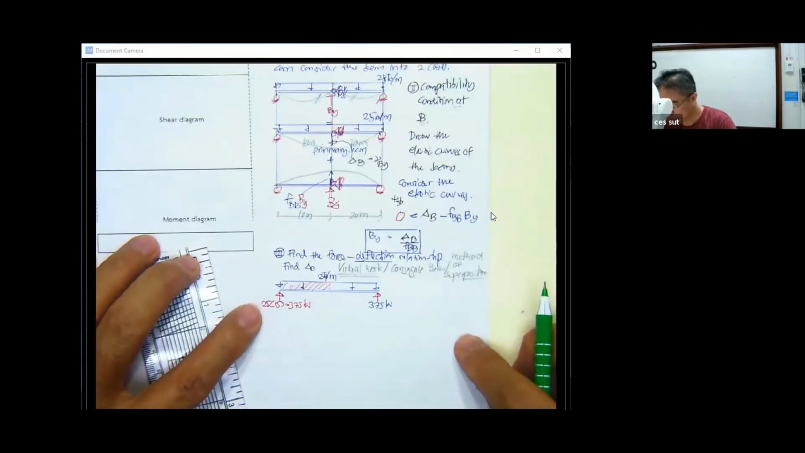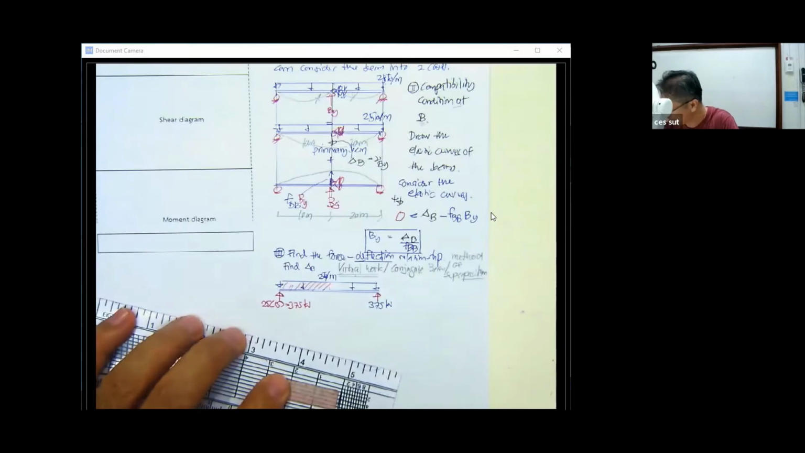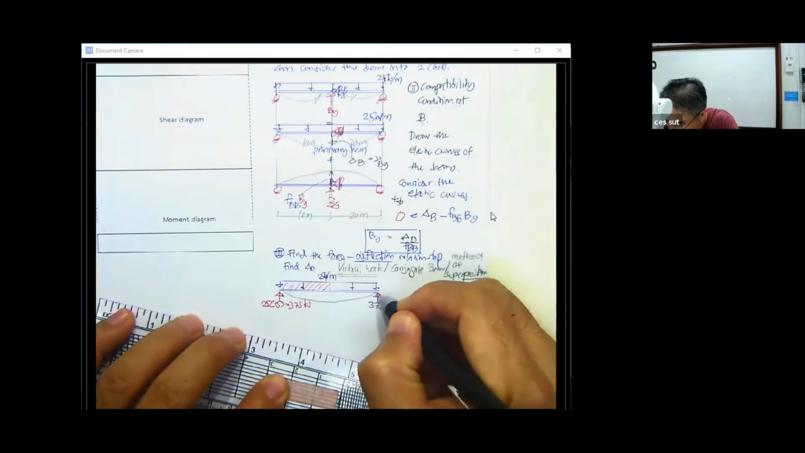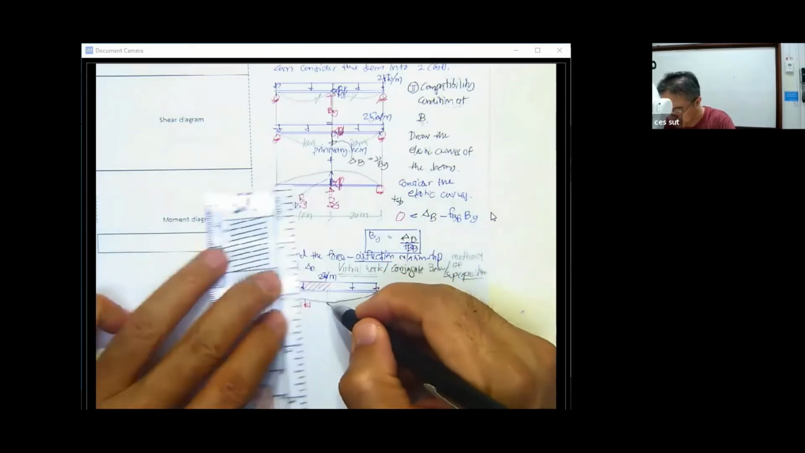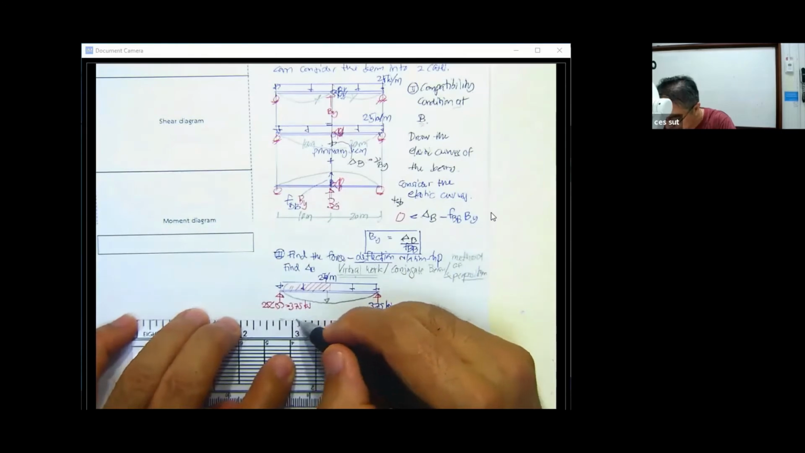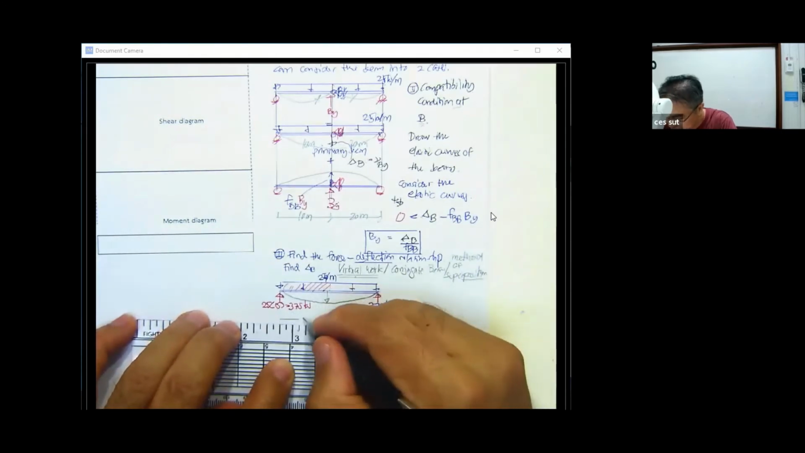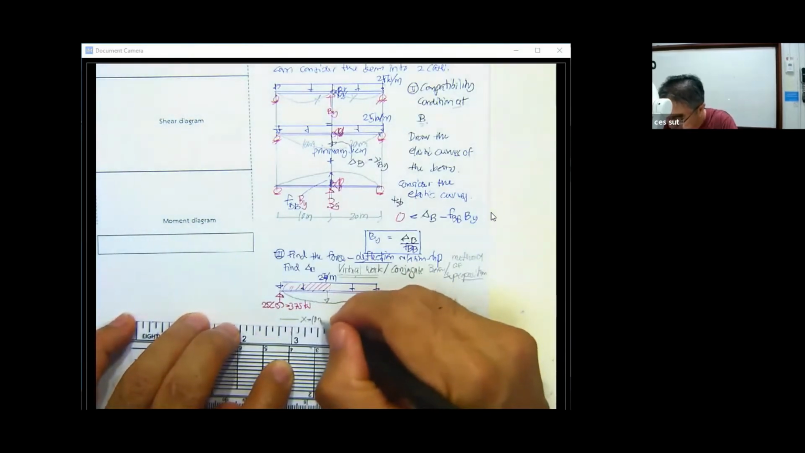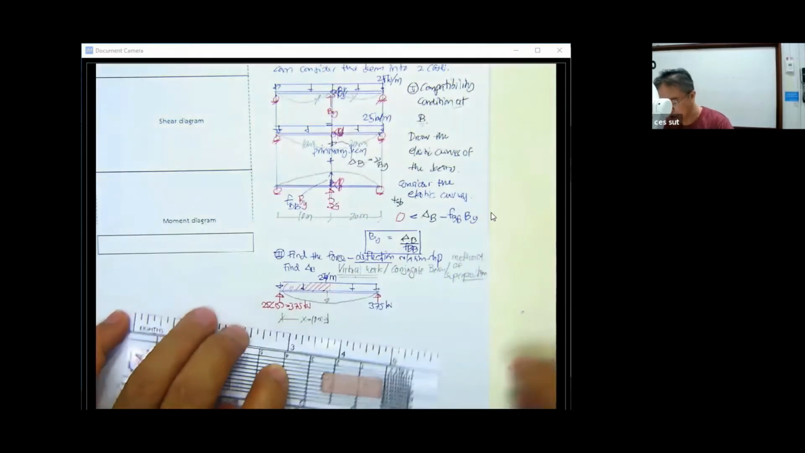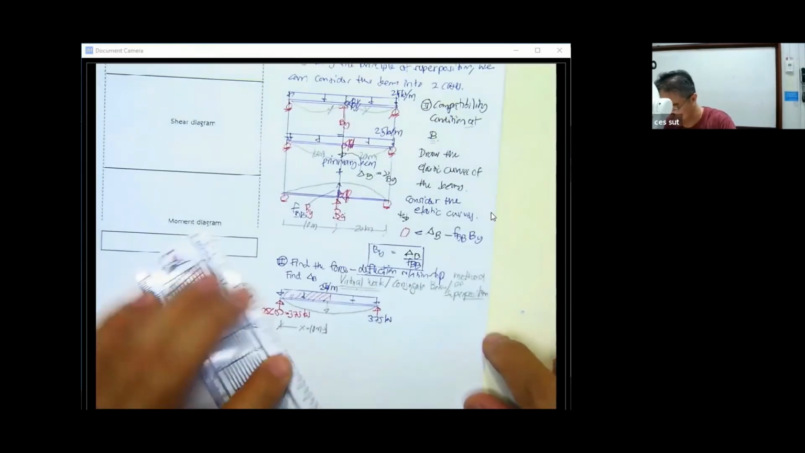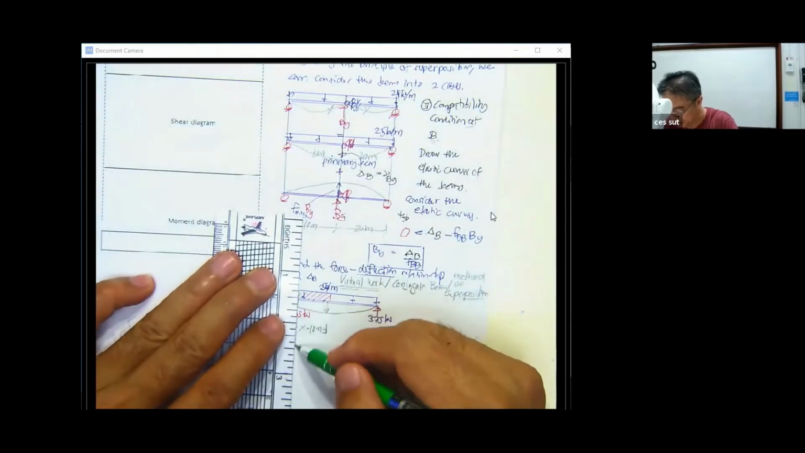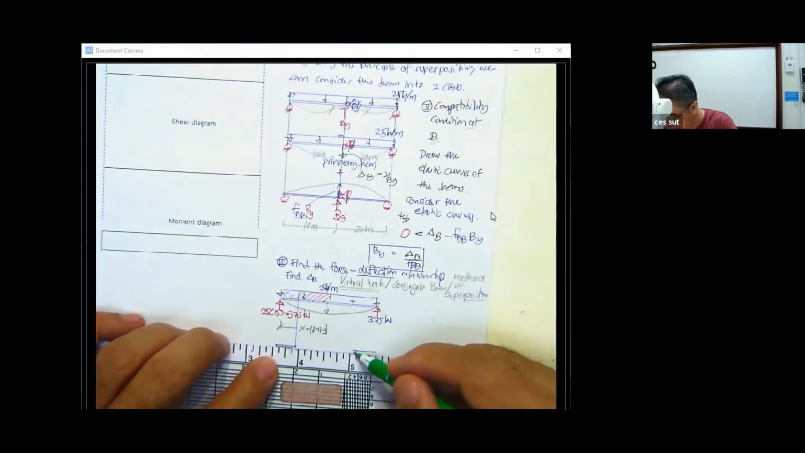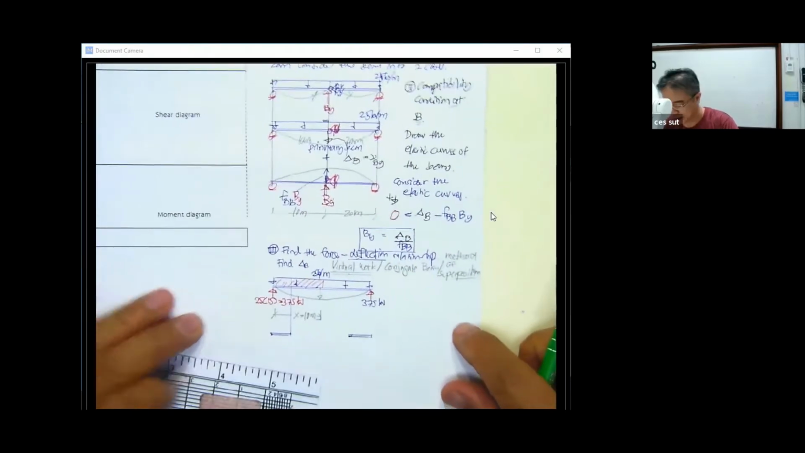So this way, I'm going to show you how to determine the deflection. The beam is going to deflect something like this, and we're going to determine the deflection at this point of x. This one is going to equal 10 meter. And then we're going to cut this beam. Based upon the principle of virtual work, we're going to determine the moment.